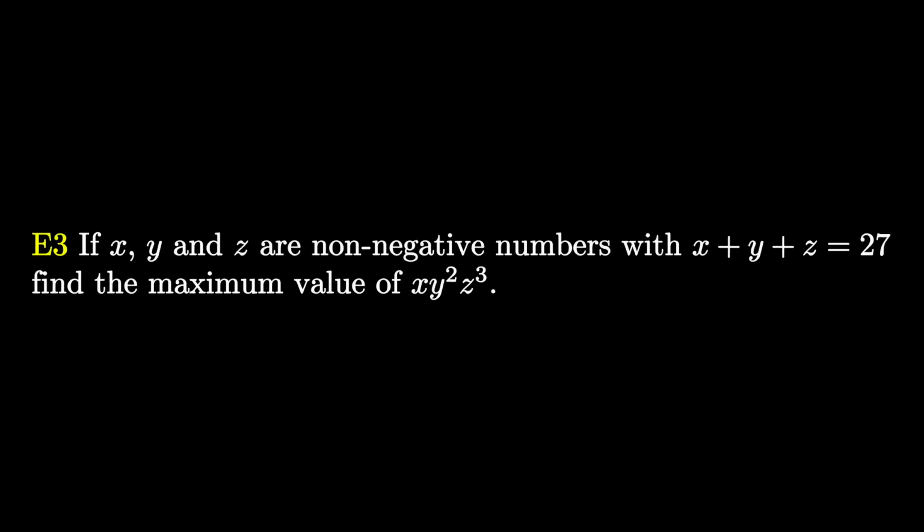Finally, let's move to the third problem. If x, y and z are non-negative numbers with x plus y plus z equal to 27, find the maximum value of x y^2 z^3.